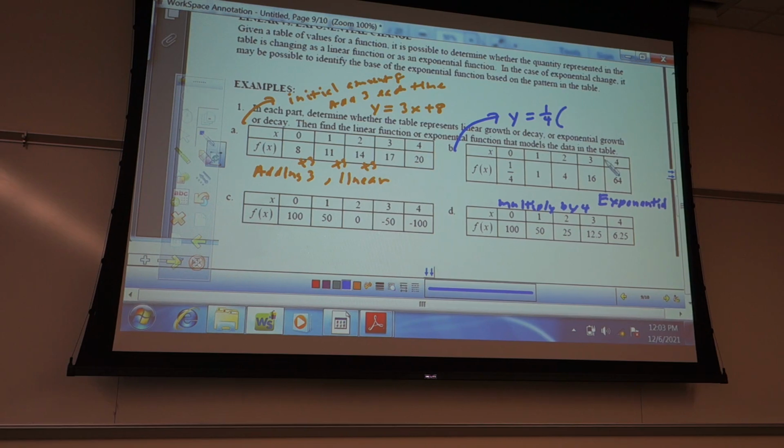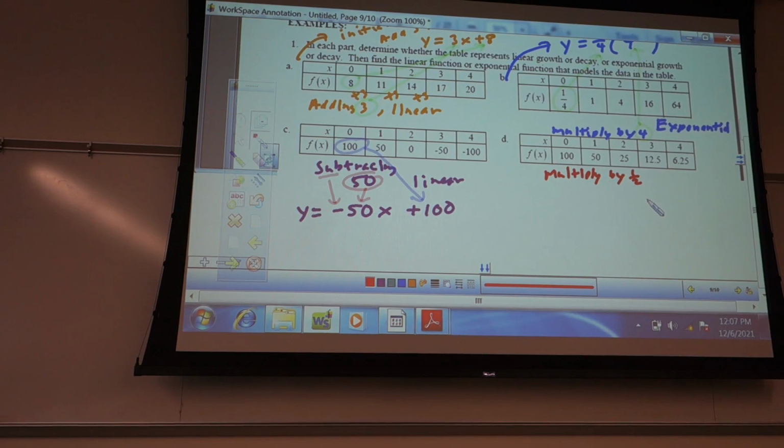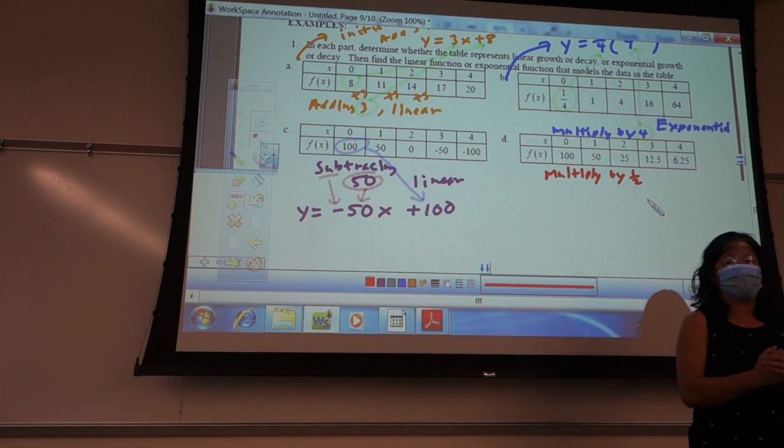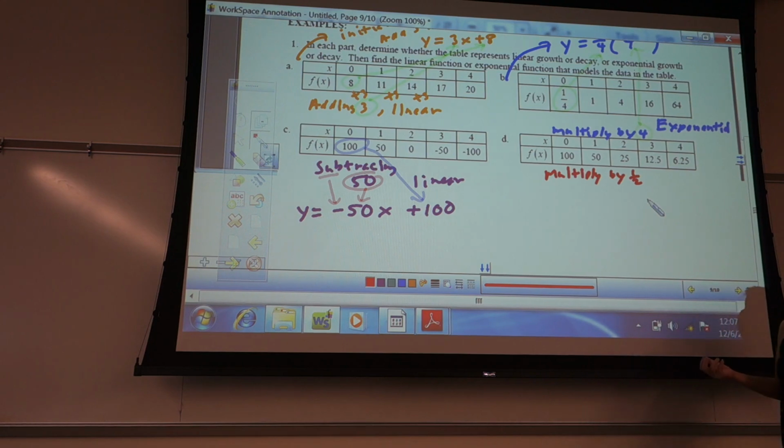How much am I multiplying by each time? 4. 4 to the x. So again, this goes there. This goes there. This one goes here. Exponential, because you're multiplying. So figure out what your c is. It's going to be y equals c times a to the x. C is your initial amount.